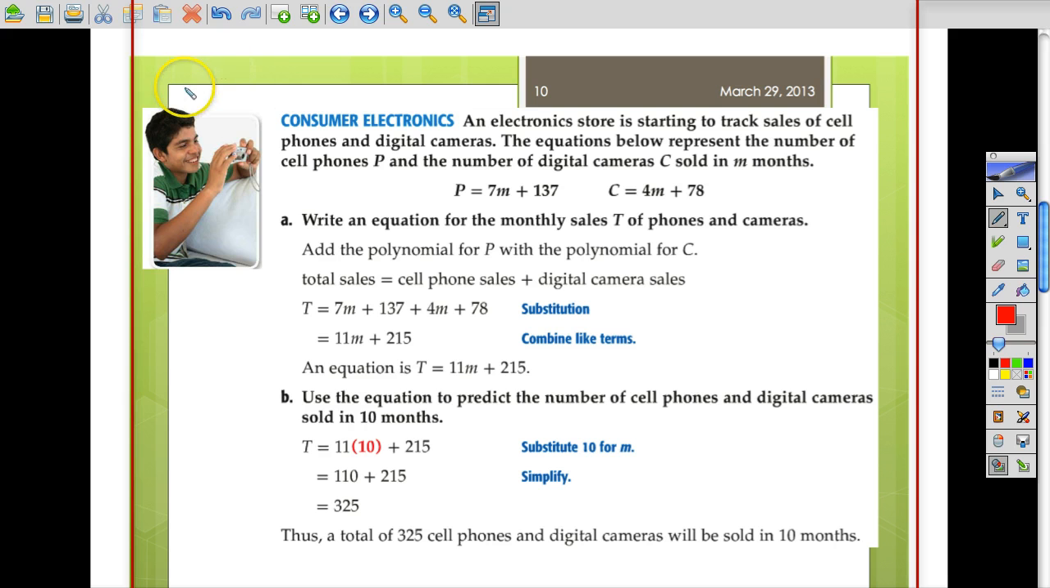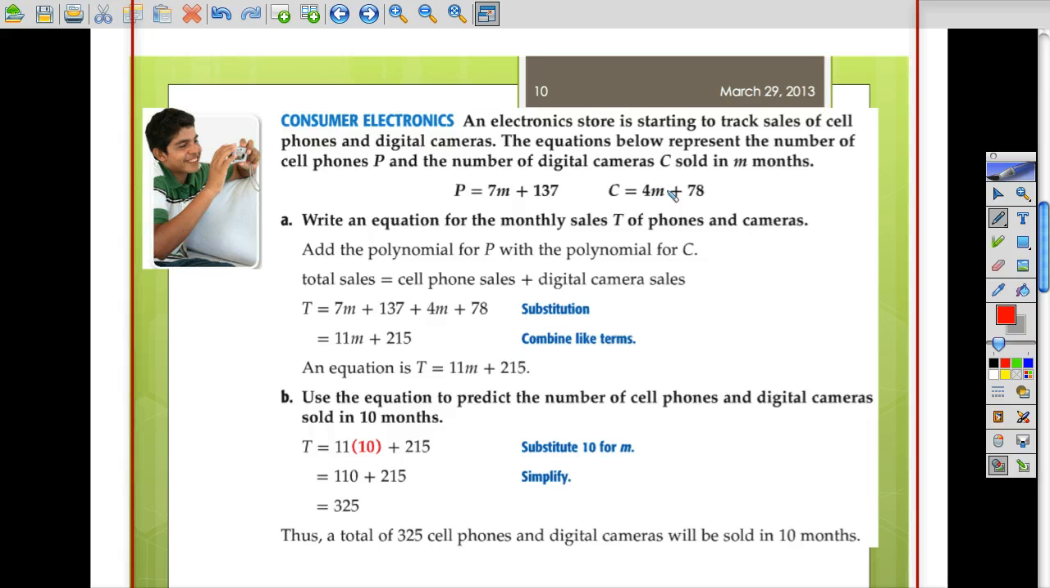Okay, let's try now a word problem. Consumer electronics. An electronics store is starting to track sales of cell phones and digital cameras. The equations below represent the number of cell phones P and the number of digital cameras C sold in M months. So you have P here, number of cell phones, number of months is M, so plus the number that they sold.